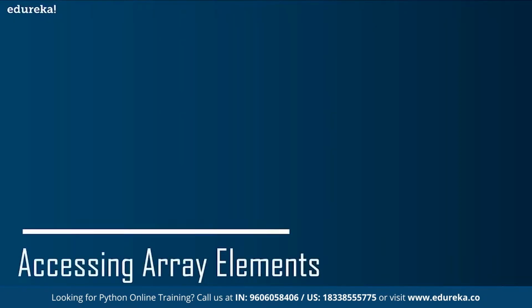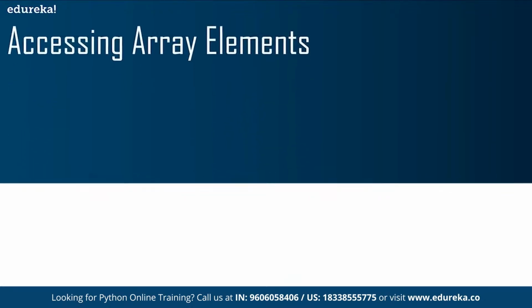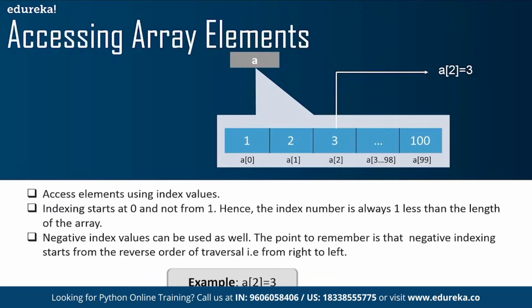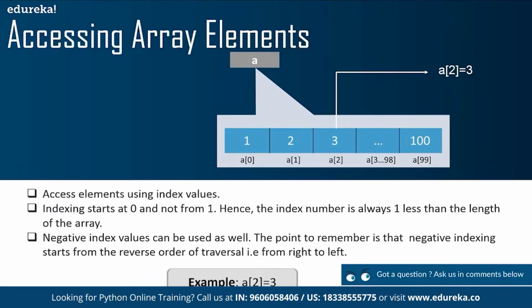Our next topic for this session is accessing array elements. To access array elements, you'll have to make use of the index values. Each index value holds a unique element. Like I've told you before, indexing starts from 0 and not from 1. So therefore, A of 0 holds 1, A of 1 holds 2, and so on. This is the normal traversal order, which starts from the left-hand side and moves towards the right-hand side.